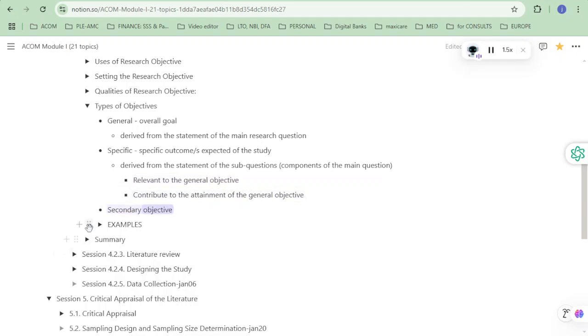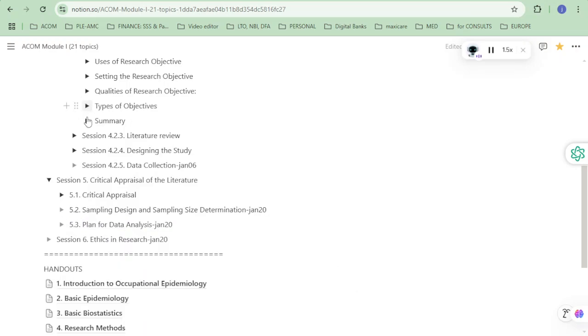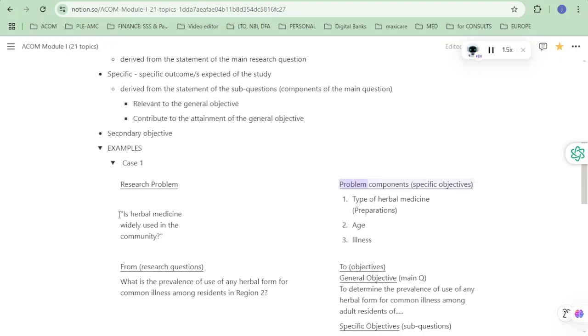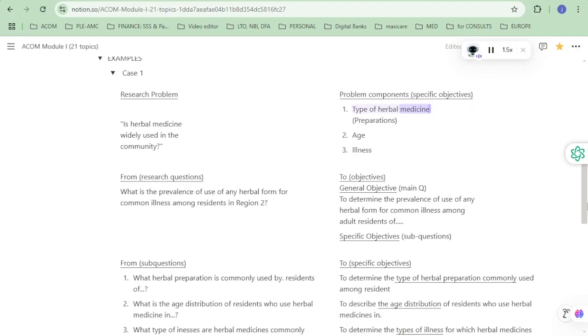Secondary objective. Examples. Case 1. Research problem: is herbal medicine widely used in the community? Problem components: type of herbal medicine, preparations, age, illness. Research question: what is the prevalence of use of any herbal form for common illness among residents in Region 2? Objectives. General objective, from the main question: to determine the prevalence of use of any herbal form for common illness among adult residents of Region 2.